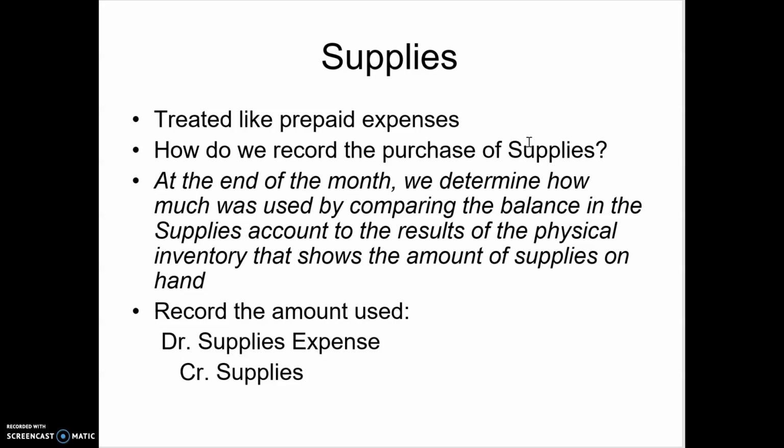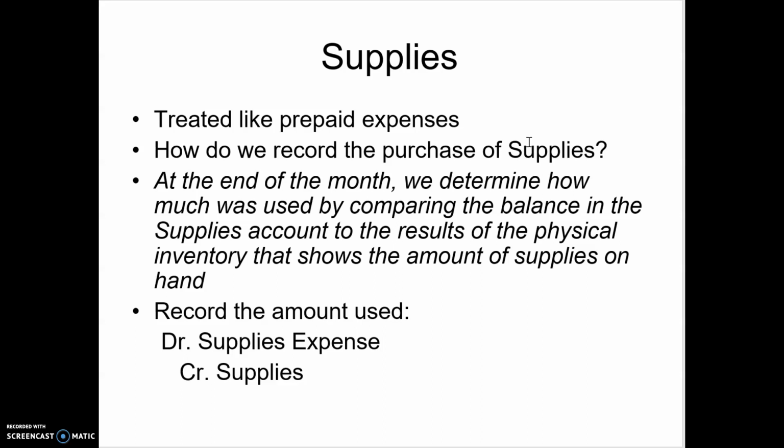But we don't make a journal entry every time you go and get paper for the copy machine. You're not going to make a journal entry every time somebody takes some paper clips or some pens. What we do at the end of the period is figure out how much of the supplies we used up, and we do that by counting up the supplies.